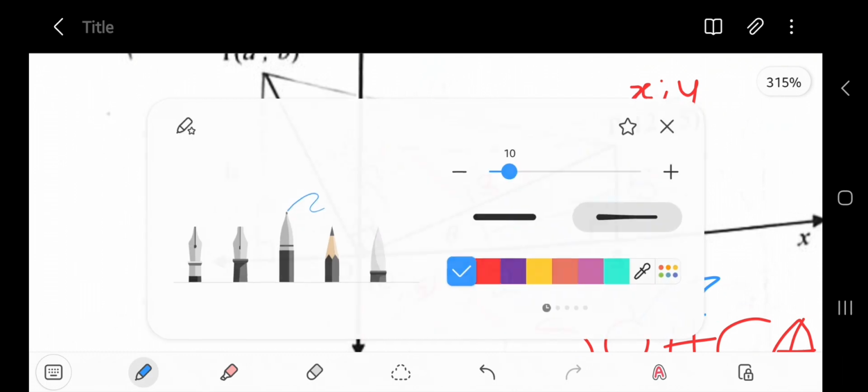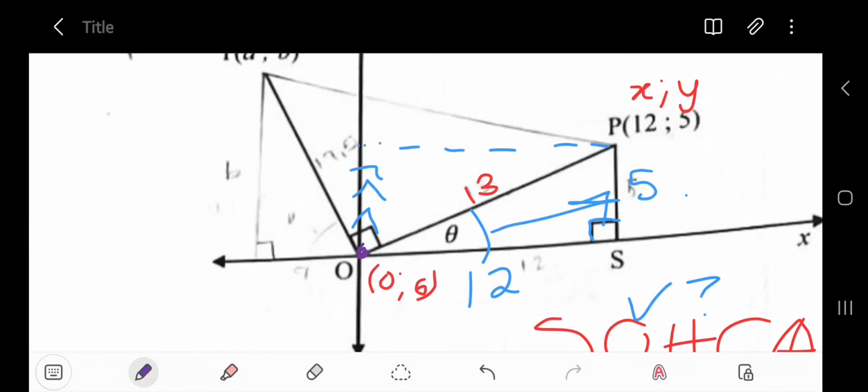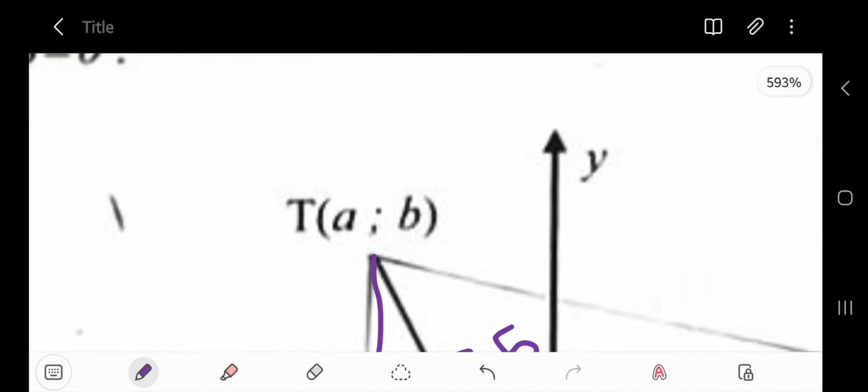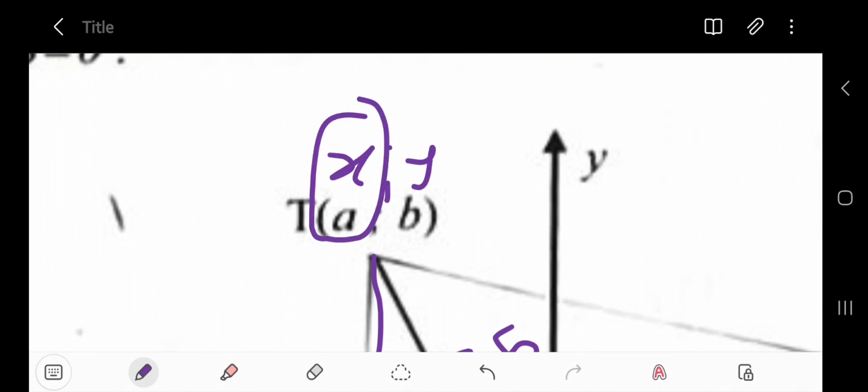So now they're giving us a piece of information, right? What they're telling us is this length is equal to 19.5. But what they want is the x coordinate of T. Okay, so they want A.